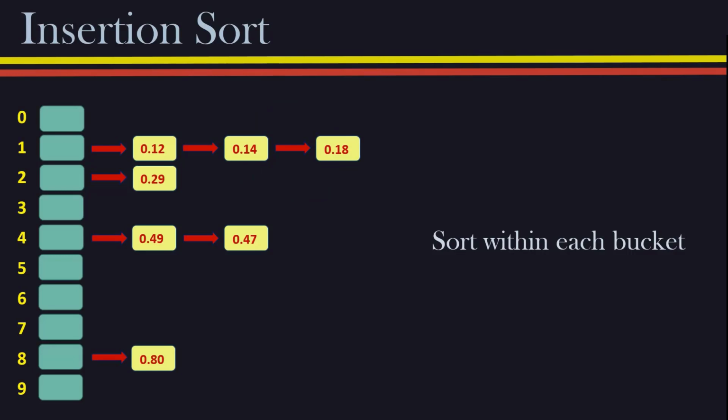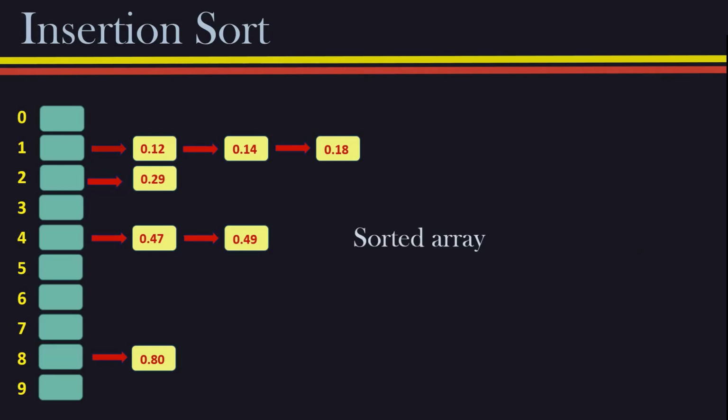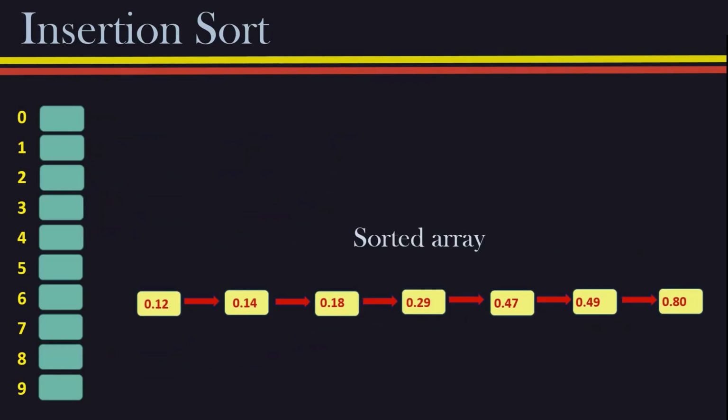As the index 2 bucket has only one element, there will be no sorting. Again, in index 4 bucket, there are 2 elements, and the second element is less than the first element, so they will swap their places. Lastly, there is only one element left in index 8 bucket, so there will be no sorting. After concatenating all the buckets according to the indexes, the final sorted array looks like this.